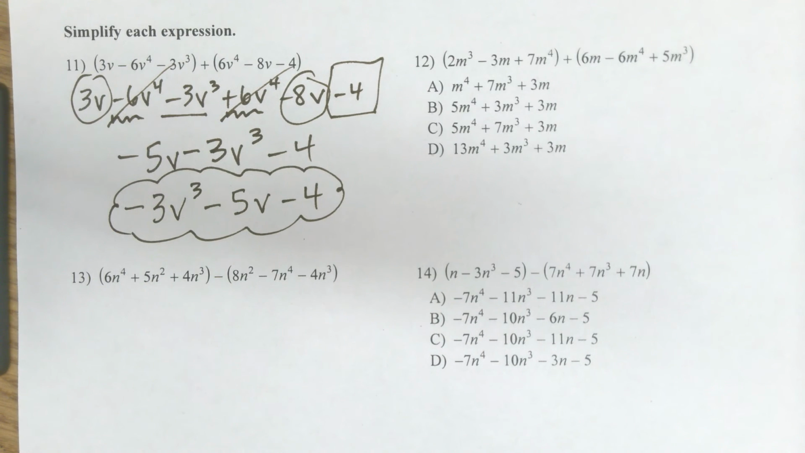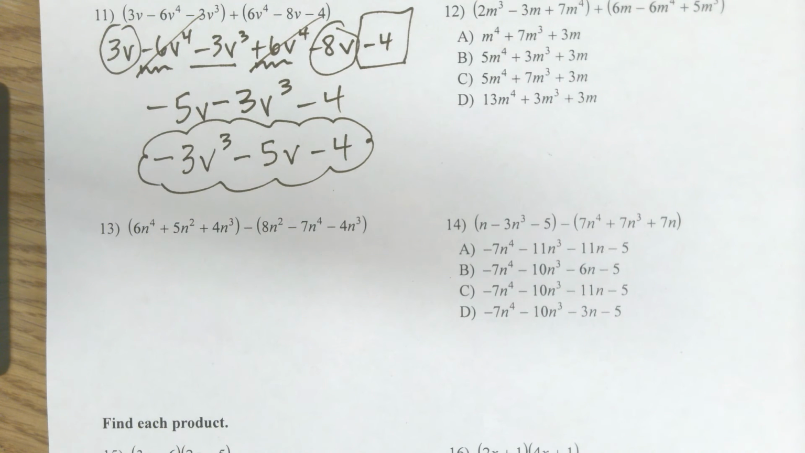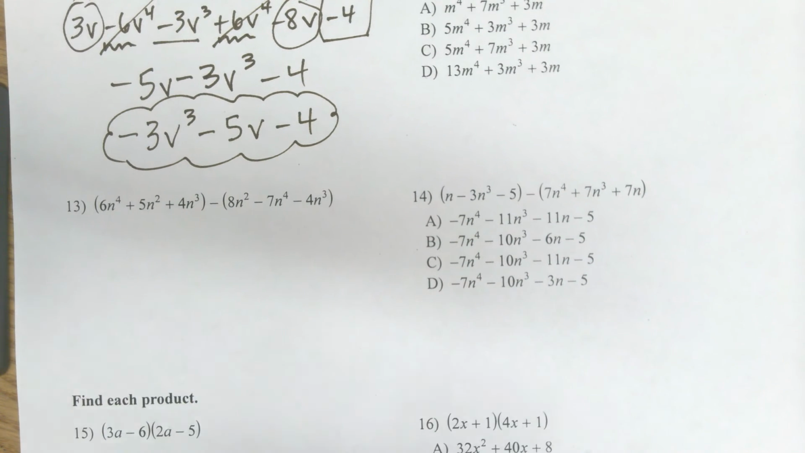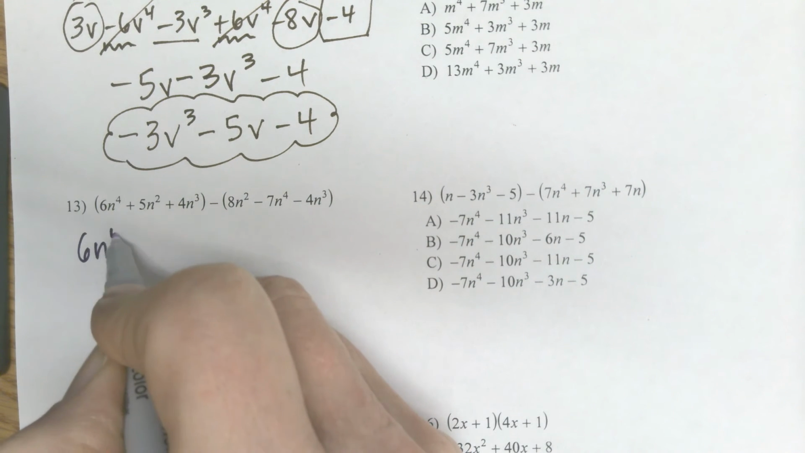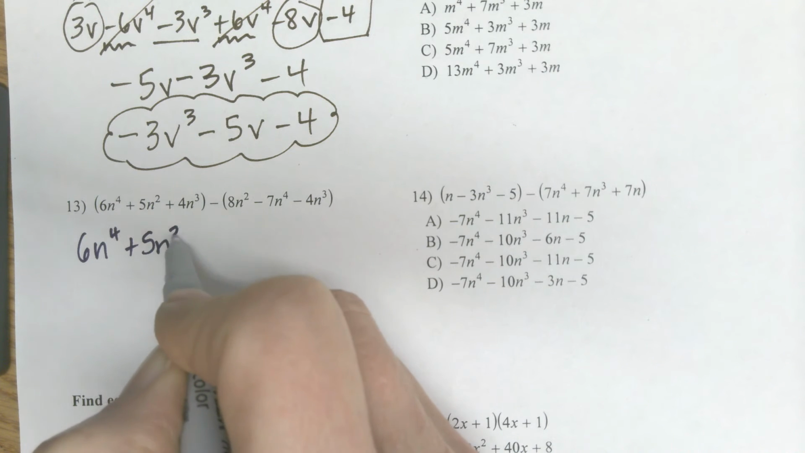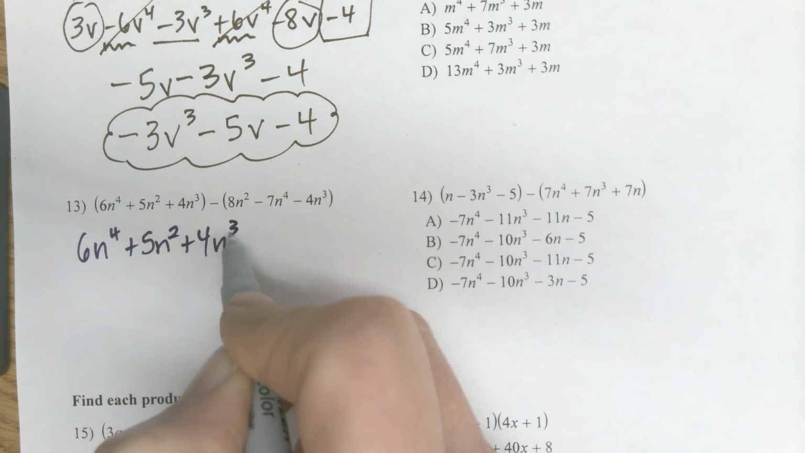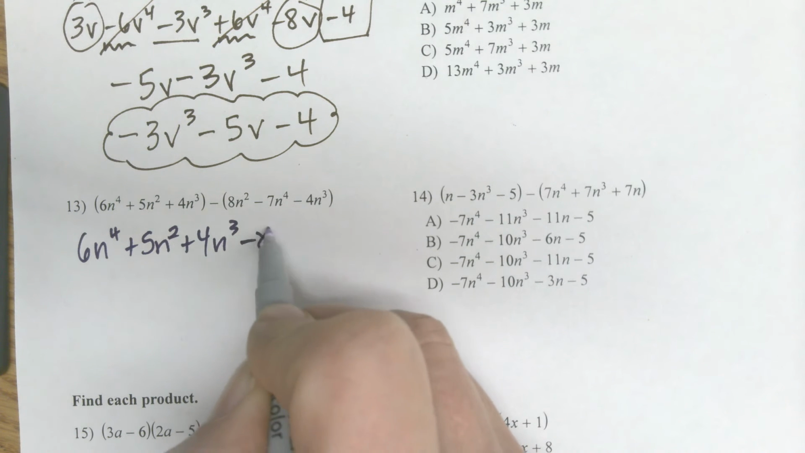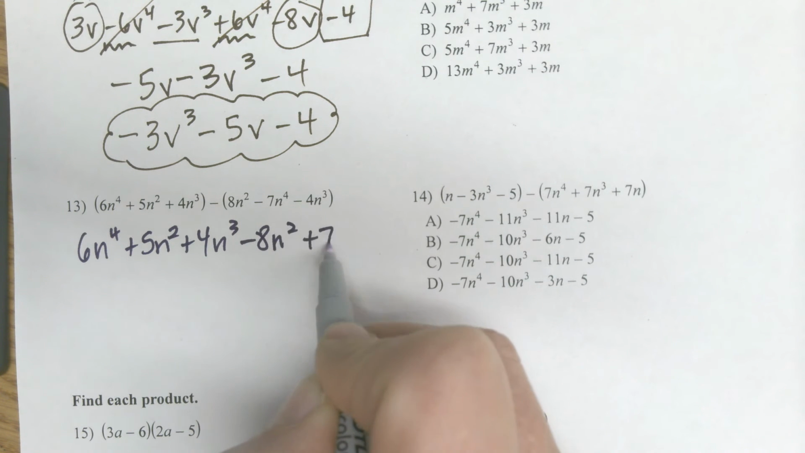Just combining like terms. The rules are slightly different when we have a minus. Keep in mind that the minus changes all the signs in the second parentheses. So this is 6n to the fourth plus 5n squared plus 4n cubed. Notice I did not change anything in the first one. In the second one, everything becomes the opposite of what it was.